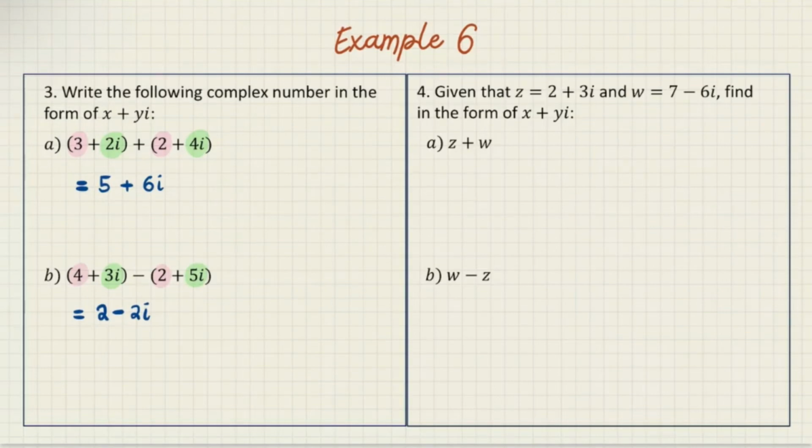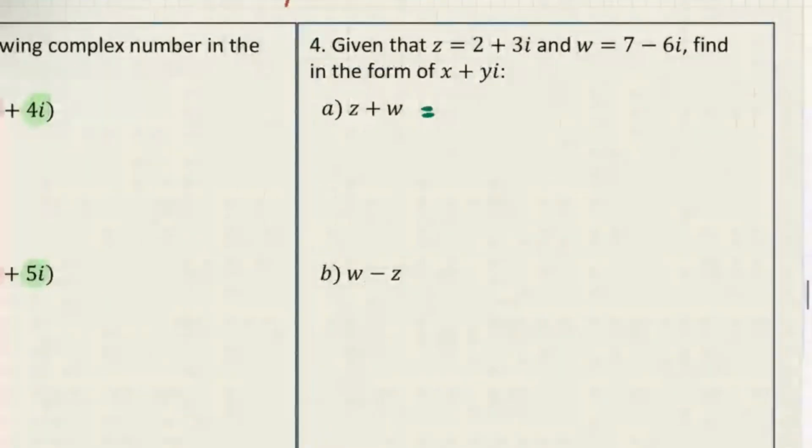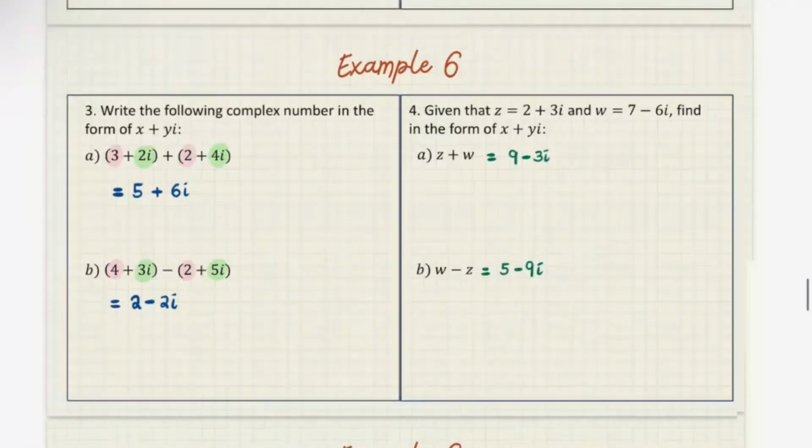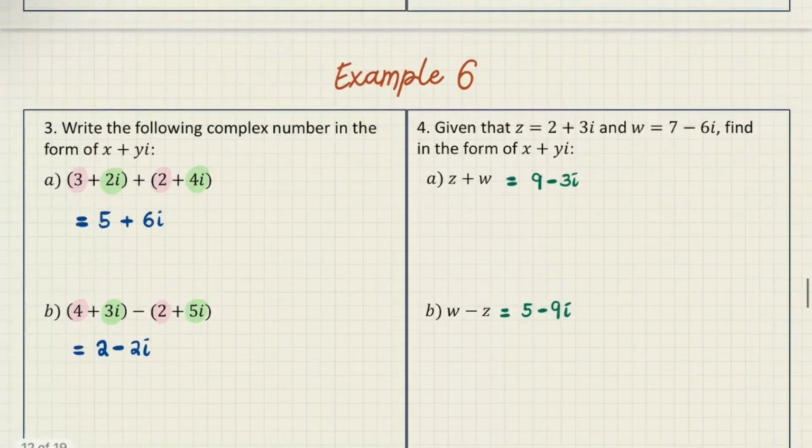So the final answer that you should get is supposed to be, ni nanti question 4 kamu trial. The final answer should be, z plus w will be 9 tolak 3i. Okay. And for w minus z, so w minus z will be 7 minus 2, 5 and negative 6 minus 9i. So this should be your final answer lah. Nanti boleh check dapat tak jawapan yang sama ataupun tidak.